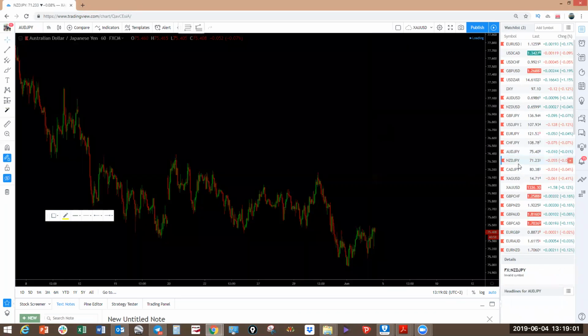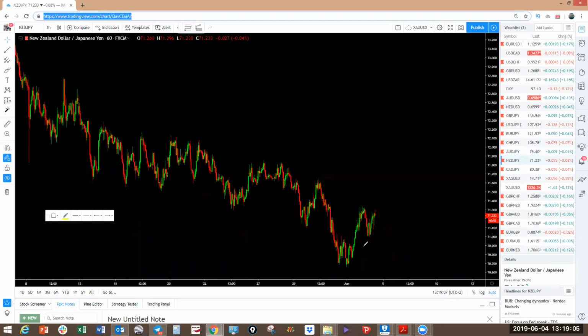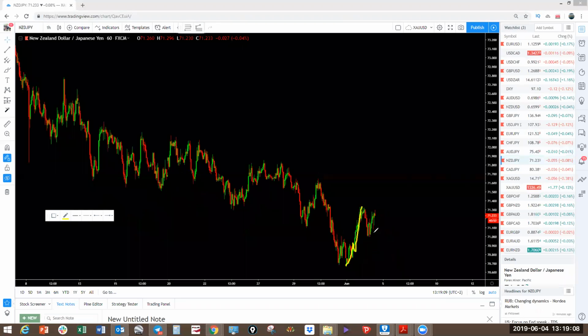New Zealand, same as the AUD JPY structure. 1, 2, 3, possibly 5, like that. And then we get another push higher.